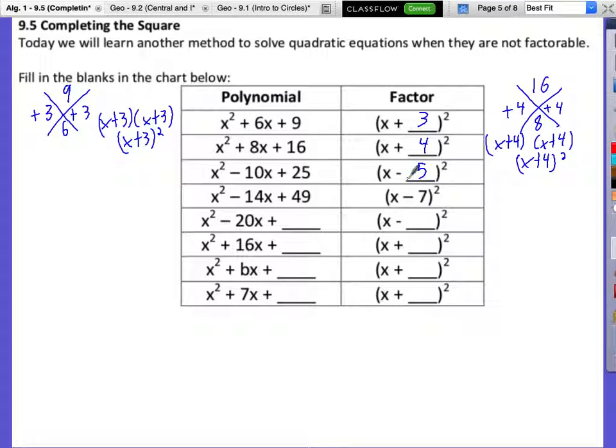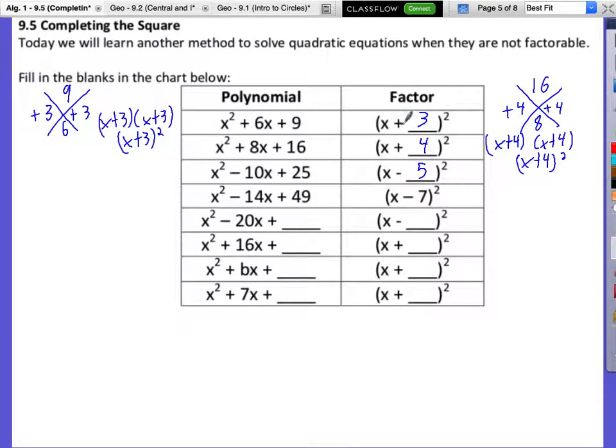Ben, what are you thinking? I was just going to say the square root of the third number in the polynomial is always the answer for the x. You got it. Wow. Ben's saying the square root of this third number. So the square root of 9 was 3. Square root of 16 is 4. Square root of 25 is 5.